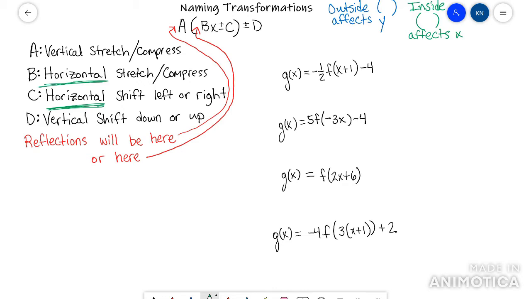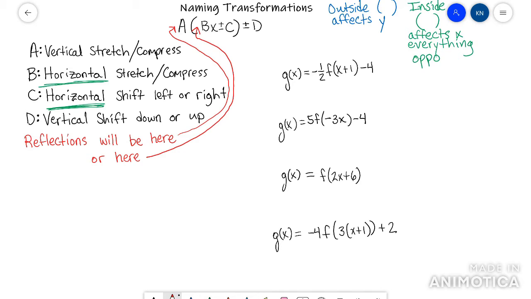Also, if it's inside and it affects the x, everything is opposite. What I mean by that is if it looks like a stretch, it's actually a compression, that kind of thing. But let's just dive into some examples, and we'll see if you can figure this out.